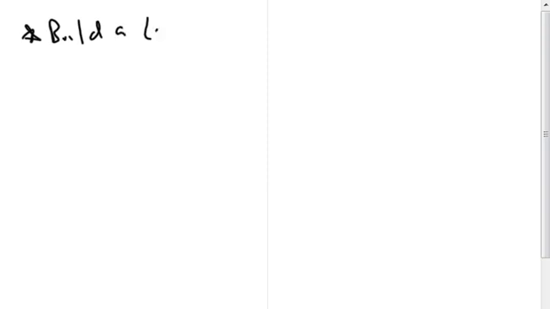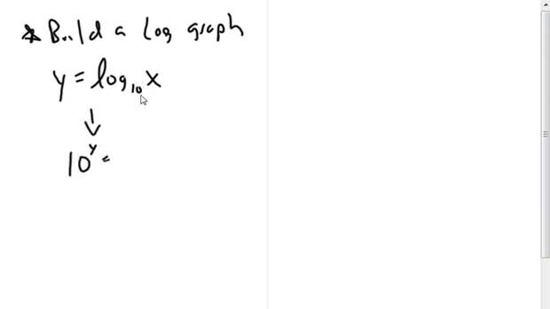And so, the first thing we're going to do is just build a log graph. So, we'll say y equals log base 10 of x. Now, if you remember, the way that we convert this from a logarithmic equation to an exponential equation is we'll say 10 to the y equals x. So the base goes here. The thing that's on the other side of the equal sign is the exponent. Because remember, logarithm says show me the exponent, and then over here this is what it equals.